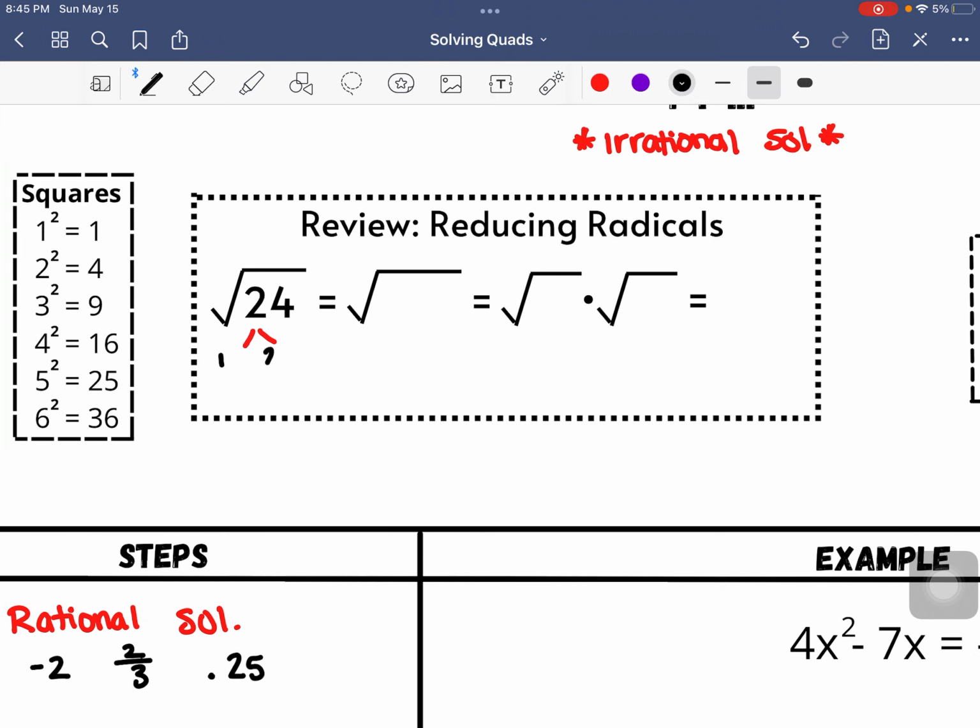So 1 and 24 makes 24. 2 times 12 makes 24. 3 and 8 makes 24. And 4 and 6 make 24.